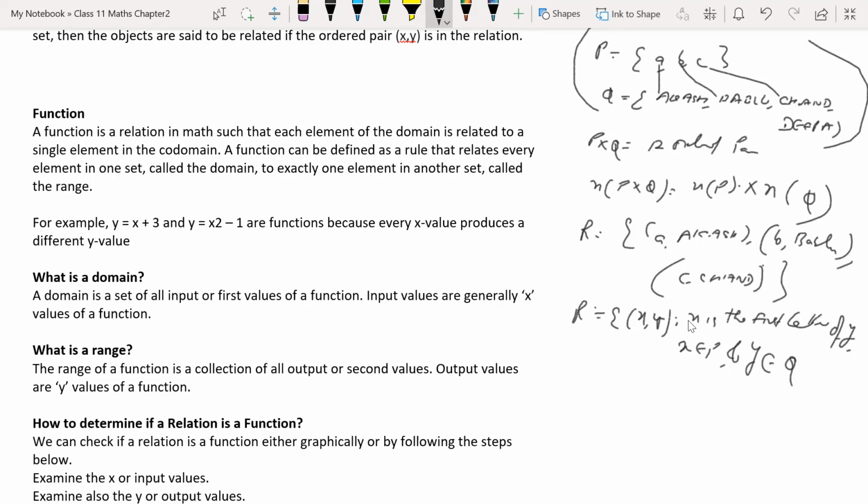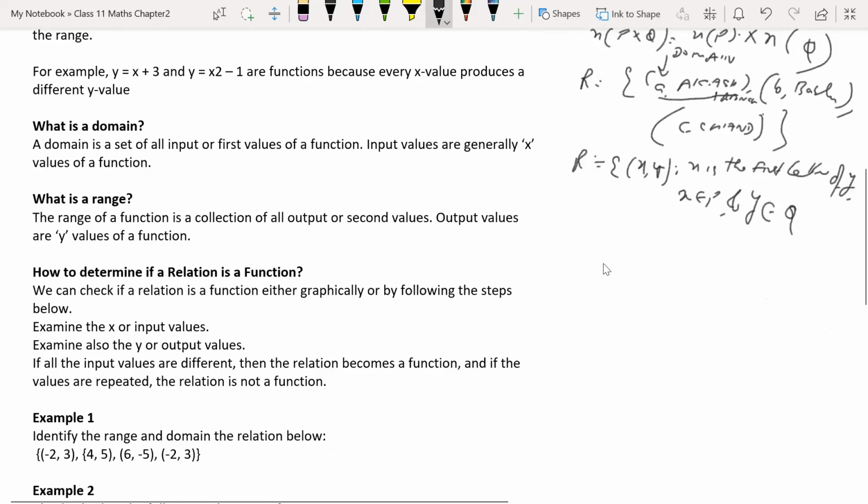The set of first elements of the ordered pairs in a relation is called the domain. And the second element of the ordered pair is known as the image or the range. We can show this with the help of some diagrams at a later stage.